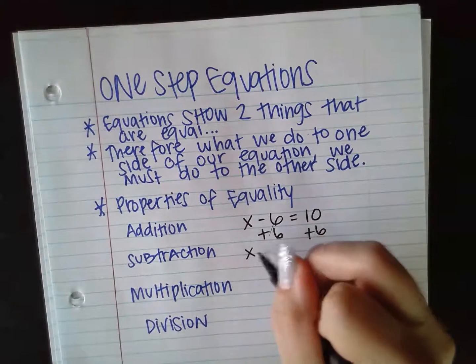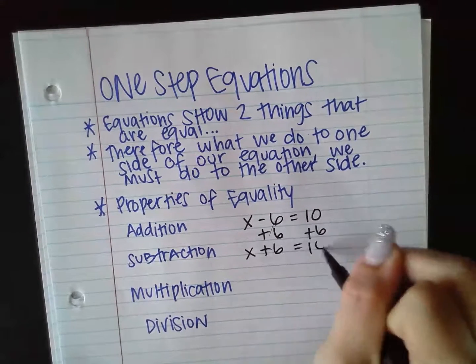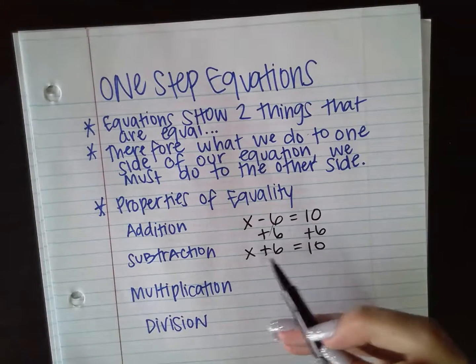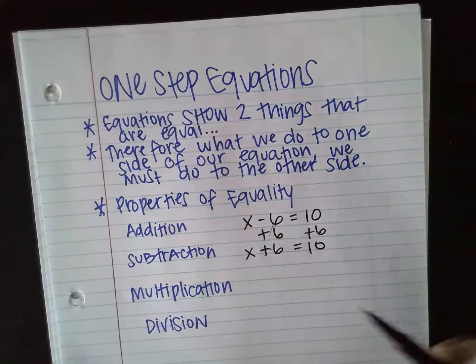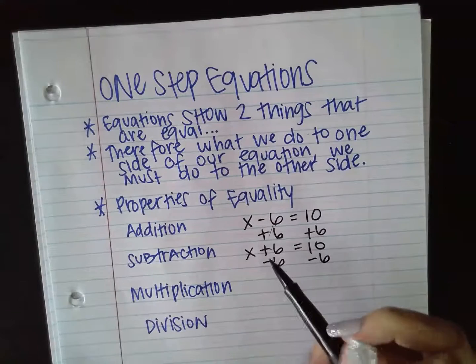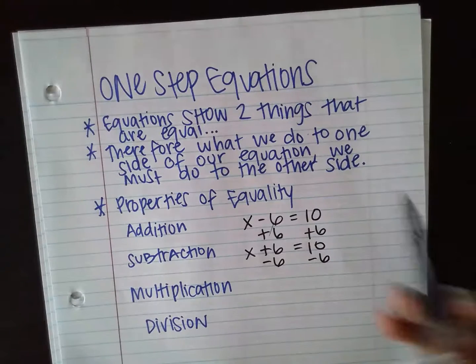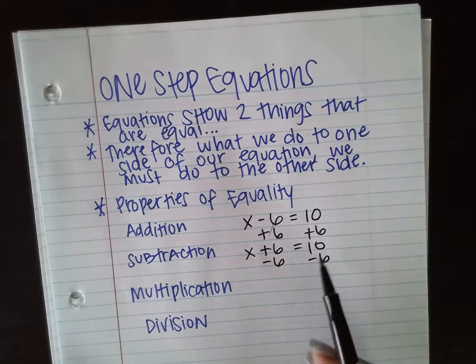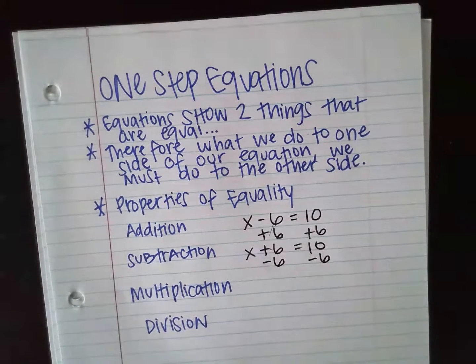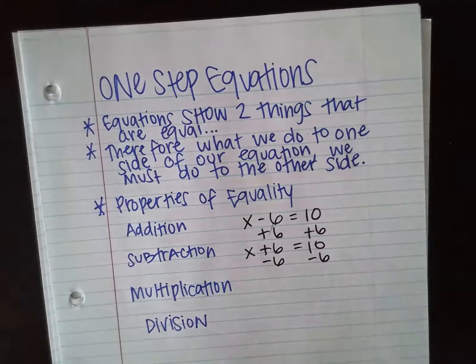Subtraction, let's say I have a similar problem. I have x plus 6 equals 10. Well, in order to figure out what x is equal to, I can subtract 6 from 10 in order to figure that out. So if I subtract 6 from 10, I have to subtract it from the other side as well. So again, we're doing the same thing to both sides of the equation. So x plus 6 equals 10. We subtract 6 from both sides.